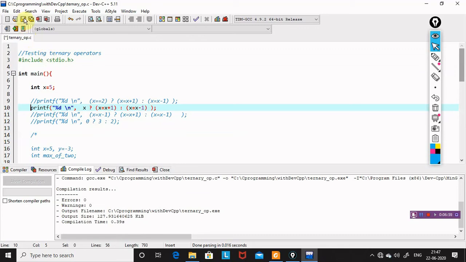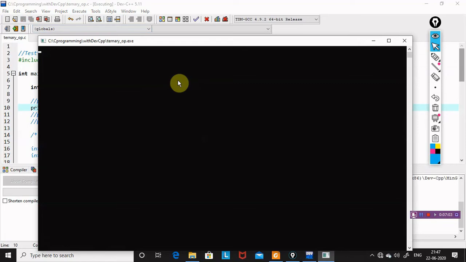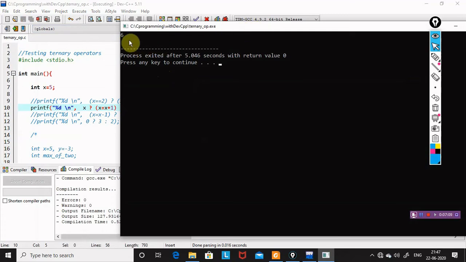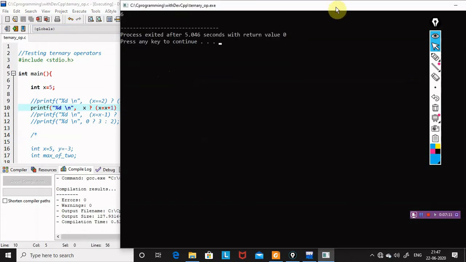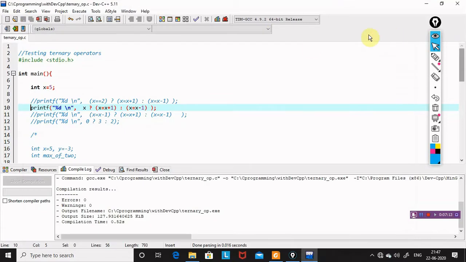So let us test this. We need to compile and execute it again. Yeah, it is 6, just as we expected. So let's close it, and now we move over to another example.